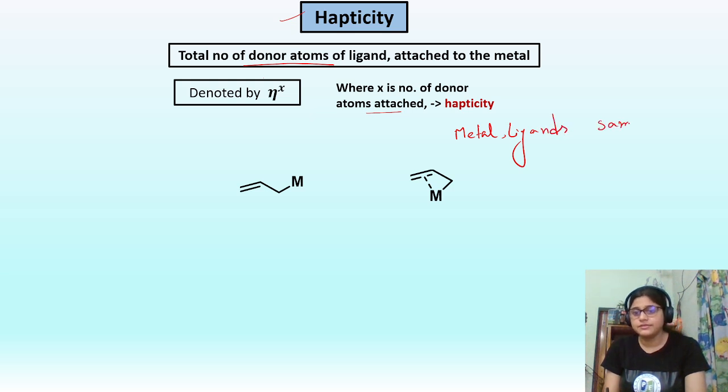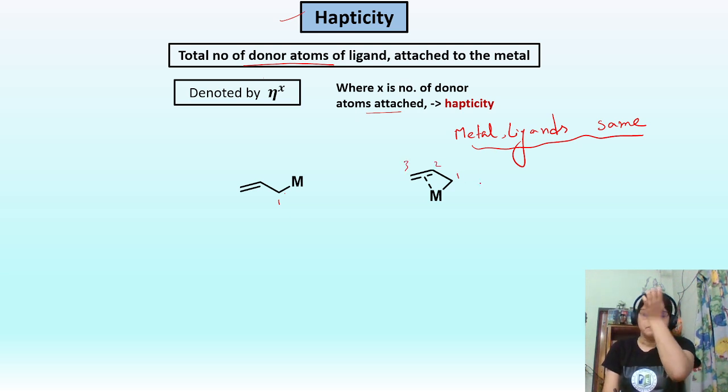The only difference is the attachment sites. It is attached with one carbon, and in the other there is a pi bond between two carbons, right? 1, 2, 3. So it is attached with 3 carbons. So it will be eta 3, and the other will be an eta 1 compound.